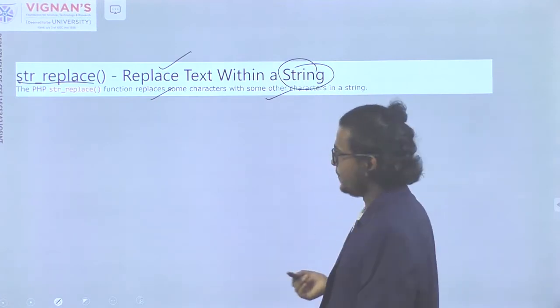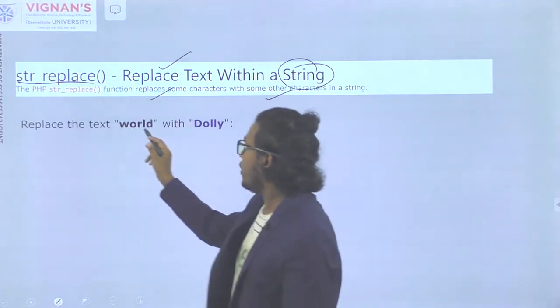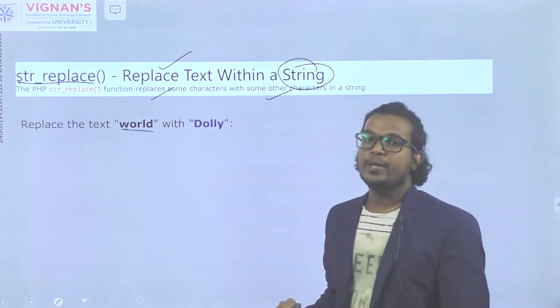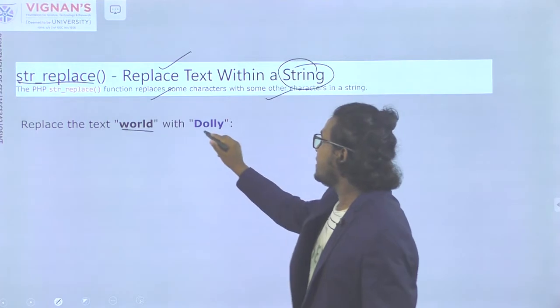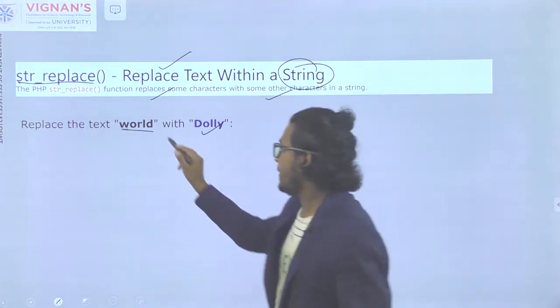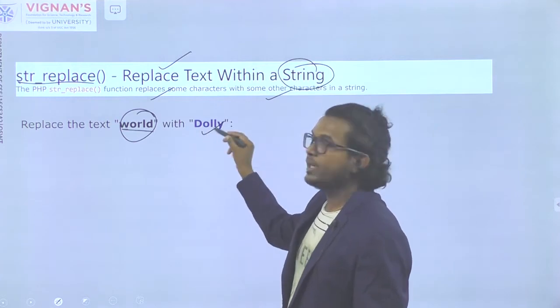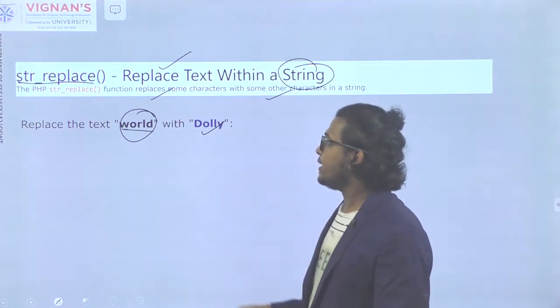So for example, your replacement text is world and your replacement word is Dolly. Okay, so here is the example.